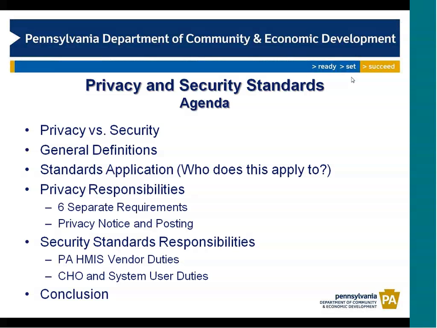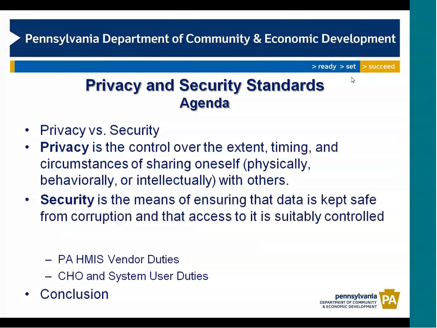The rest of the training is broken up into two areas. We first cover the privacy responsibilities, especially what agencies need to know about their privacy notice and their privacy postings. Then we'll have a second section on security standards, the responsibilities both from our end as a vendor, as well as what the agencies and the system users' duties are to make the system and the client information as secure as possible. Then we'll finish up with a brief conclusion and give you some references where you can do some extra digging and learning on your own.